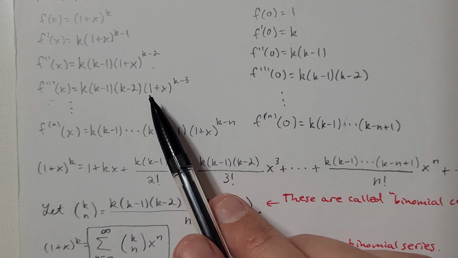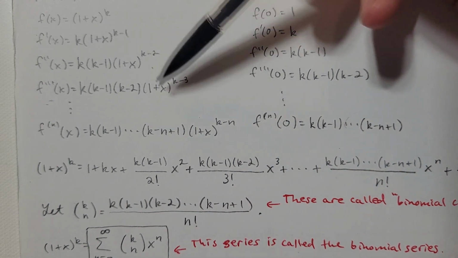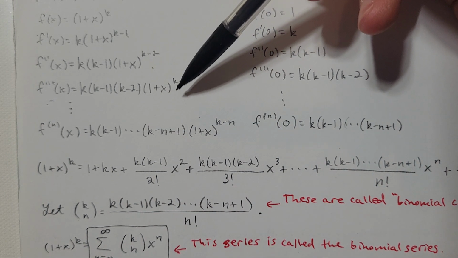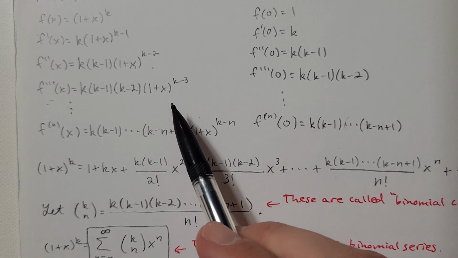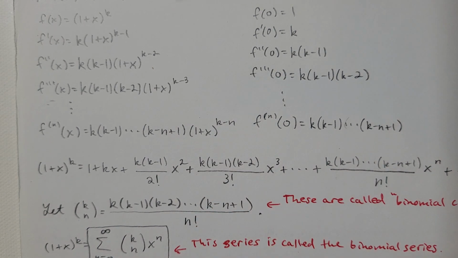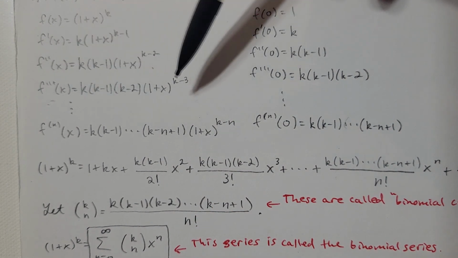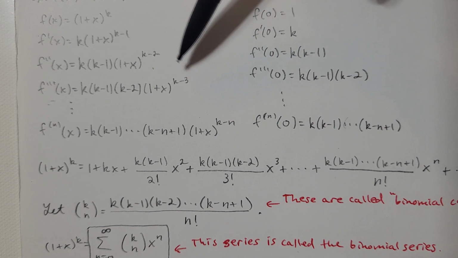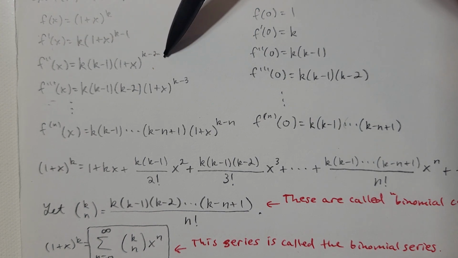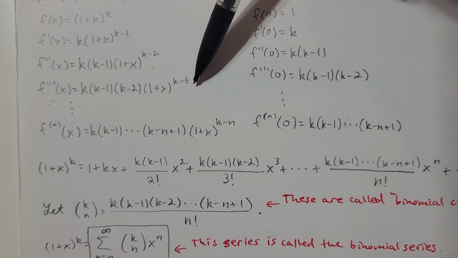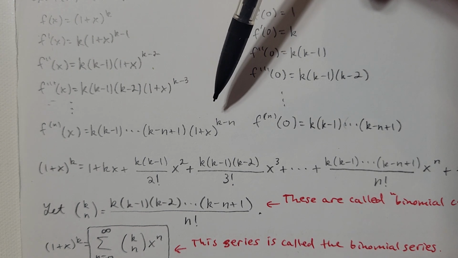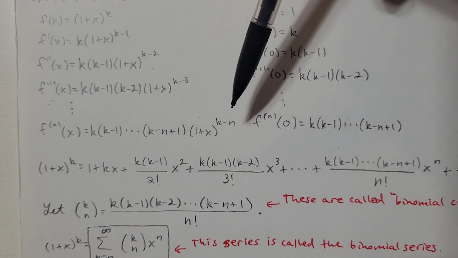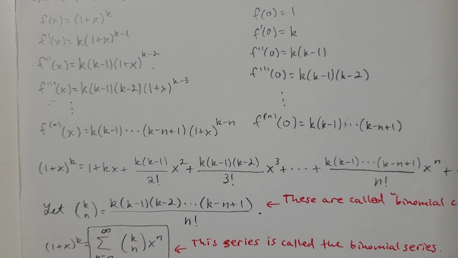And then I'm ending this with a 1 plus x to some power, right? But it's always going to be k minus something. And whatever number derivative you're on, that's the number you're going to subtract from k. Okay, so here's the second derivative, I'm subtracting 2. Here's the third derivative, I'm subtracting 3. Fourth derivative is going to be k minus 4, right? So the nth derivative would be k minus n.